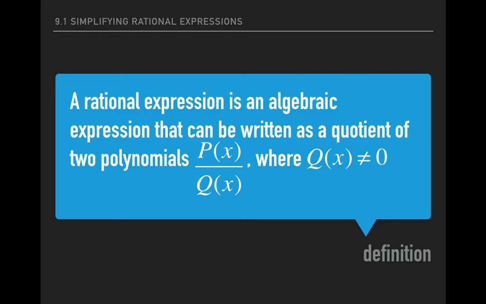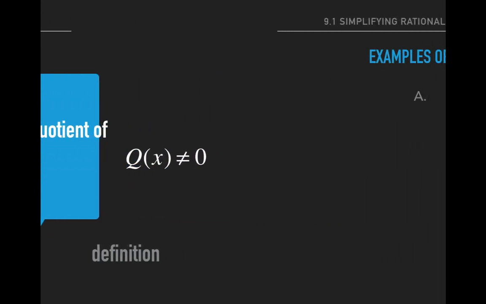Okay, so it's an expression that can be written as a quotient of two polynomials. So the polynomial p over q. But the thing is, q cannot be equal to 0 because then you'd be dividing by 0, and that is totally not okay. All right, moving on.